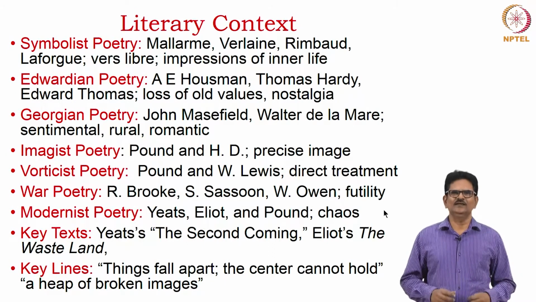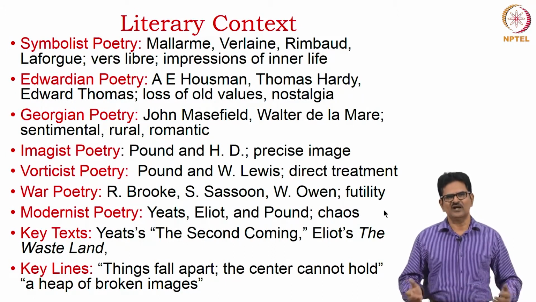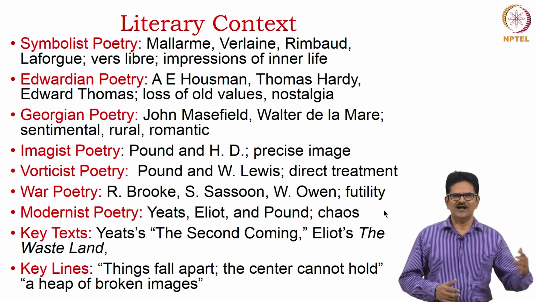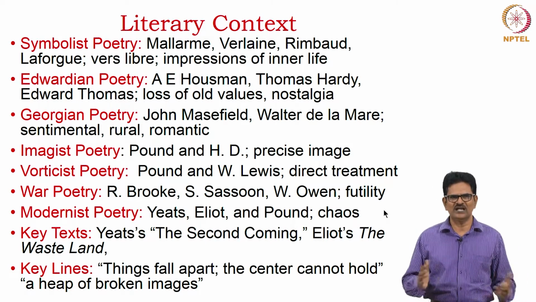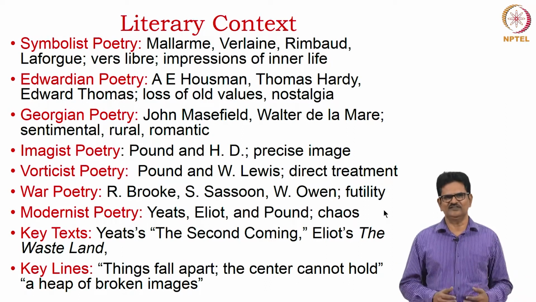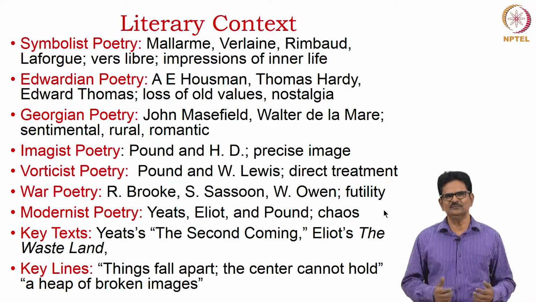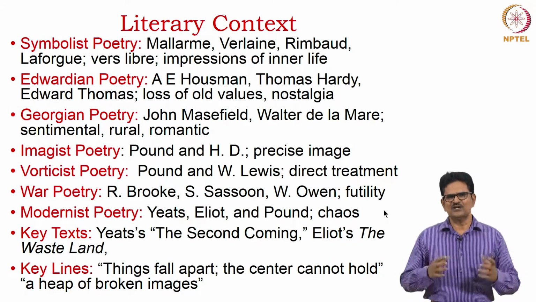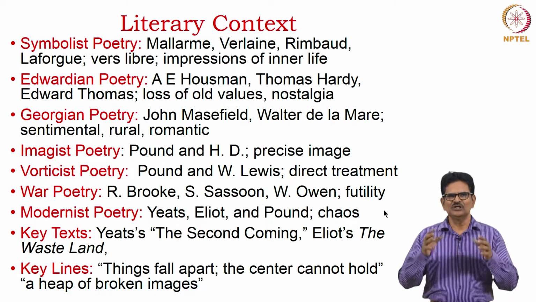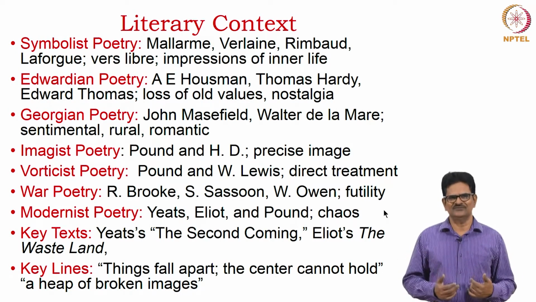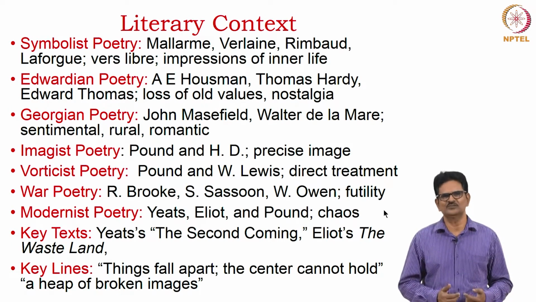Now, let us see the literary context of modernist poetry. We have first symbolist poetry from Mallarmé, Verlaine, Rimbaud, Laforgue. These are all French poets. Actually, this is called French symbolism, which influenced British poetry. Vers libre, and then the most important aspect of this symbolist poetry is attention to impressions of inner life. That is what we find in many modernist poets.